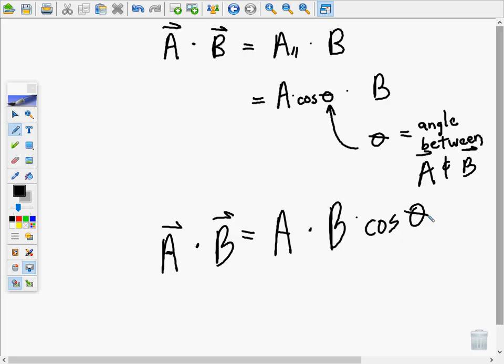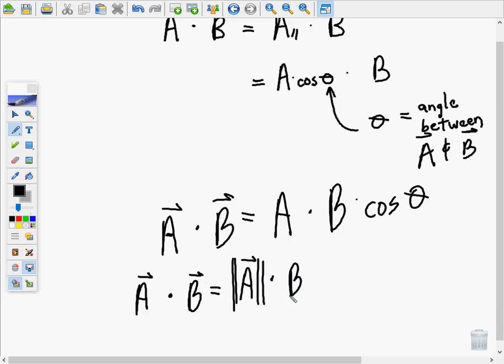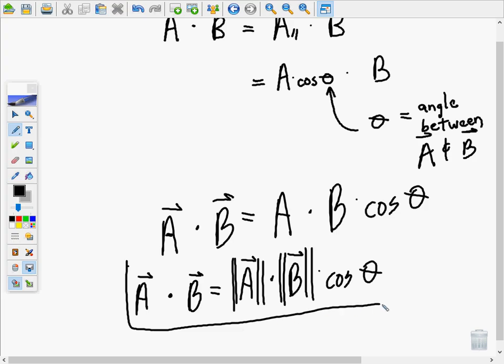If you wanted to write it out more formally, you could use those double absolute value signs, which stand for magnitude. A dot B equals the magnitude of vector A times the magnitude of vector B times the cosine of the angle between them. So this is the official formula for the dot product.